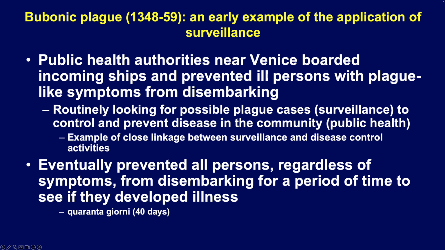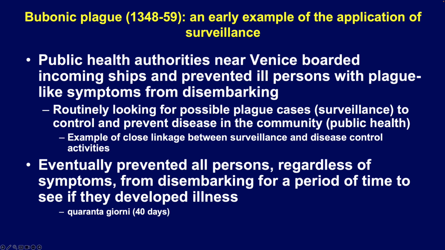Authorities did this by routinely looking for, or surveilling for, possible plague cases for the purposes of controlling and preventing disease in the community. It's an early application of public health surveillance. Eventually, Venetian authorities prevented all persons on board from disembarking from the ships coming into port, regardless of whether they had symptoms. They made them wait for a period of 40 giorni, or 40 days in Italian, to see if people on board developed illness. The practice was called quarantino in Italian, and it's the genesis of the term quarantine that we still use today.